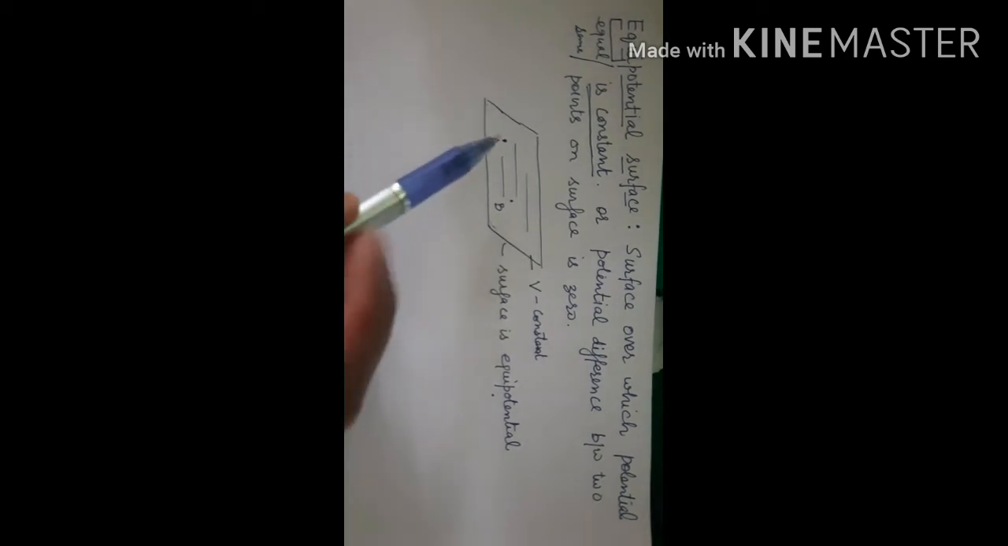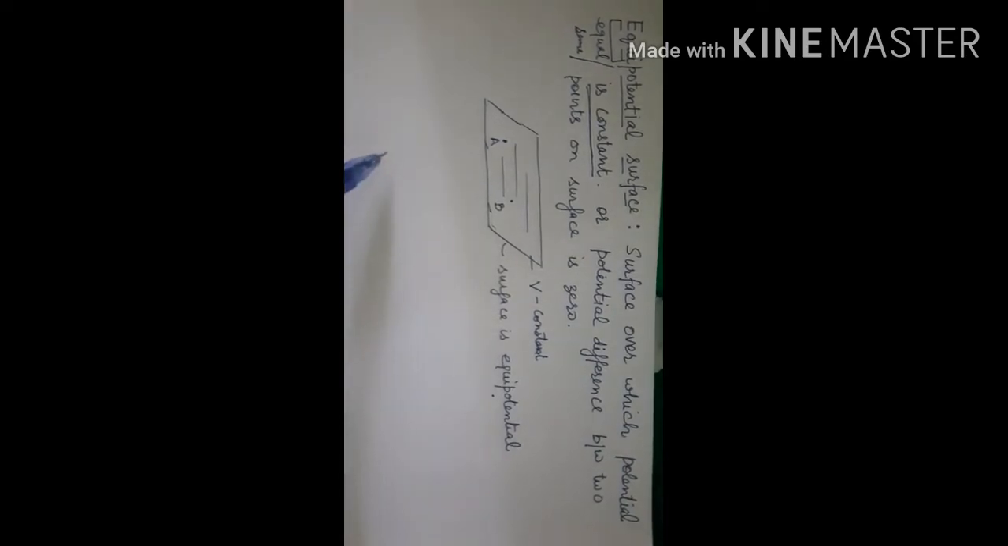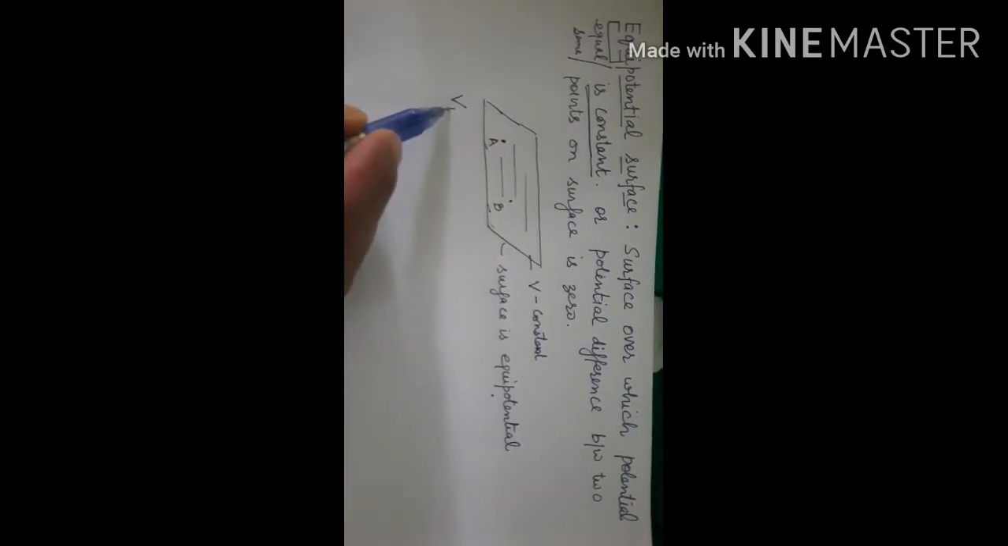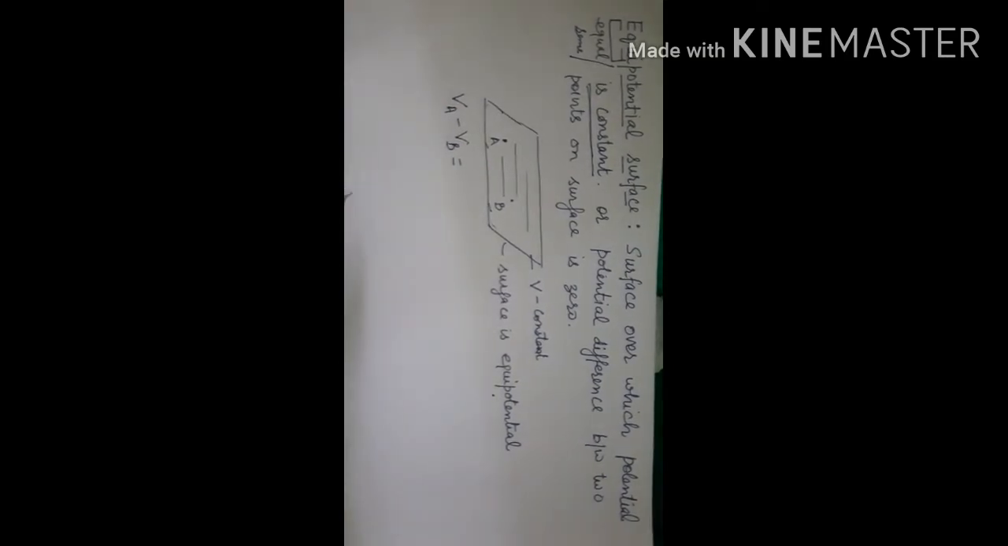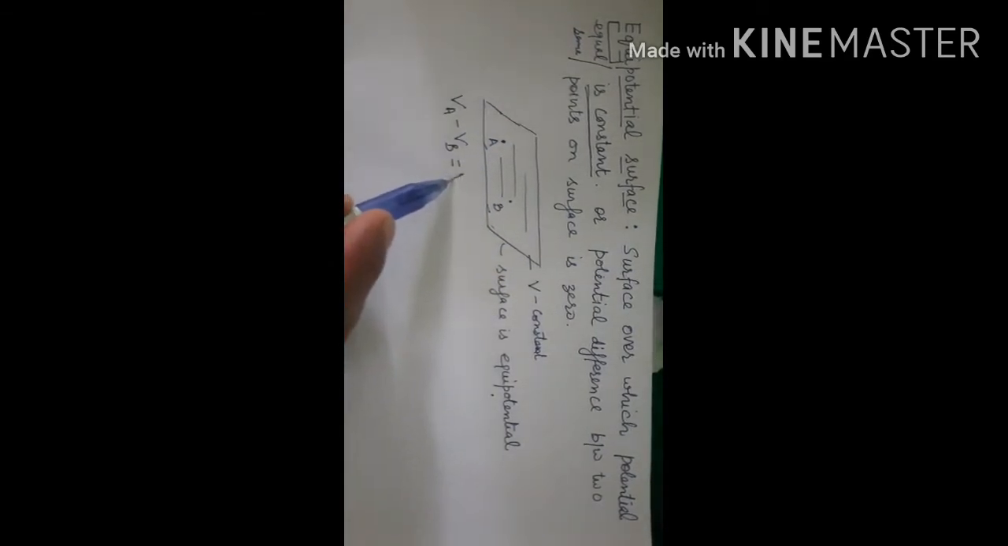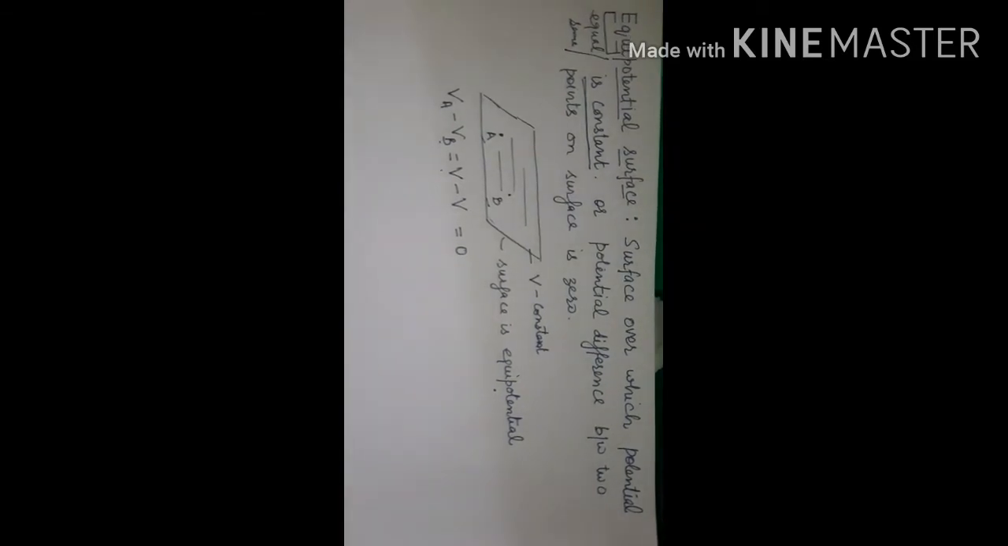Now, if we take two points A and B, then the potential difference between these two points, that is VA minus VB, we know that the potential is the same everywhere on this surface. Then the potential at A is also V, and the potential at B is also V. So the difference is equal to 0. So for an equipotential surface, the potential difference is 0 or the potential is constant on the surface.